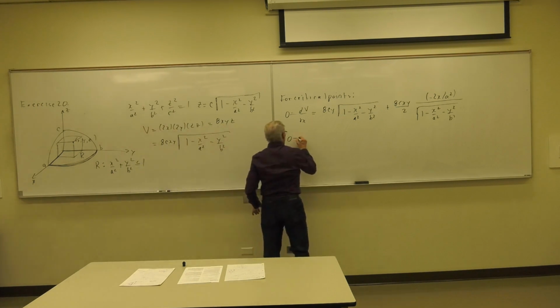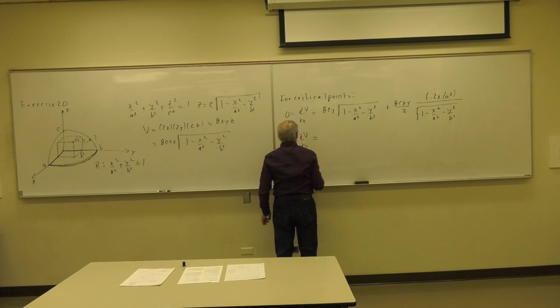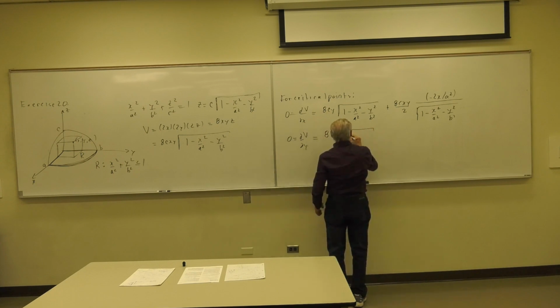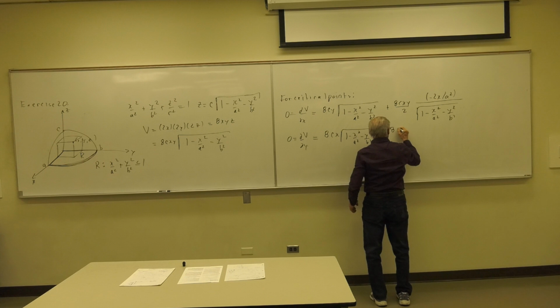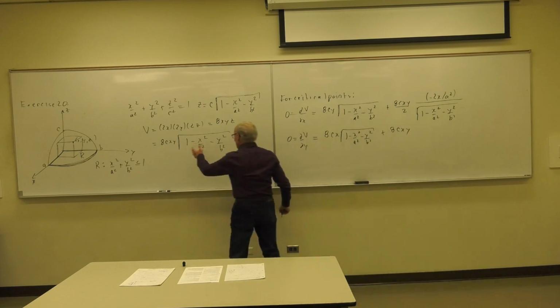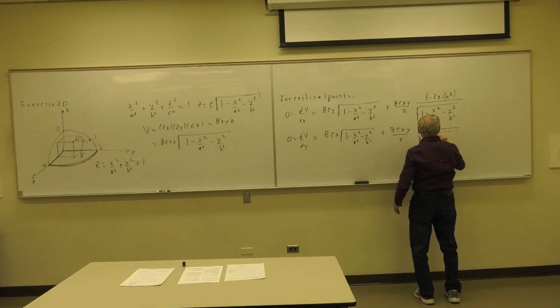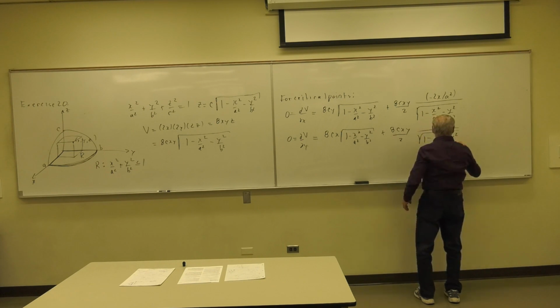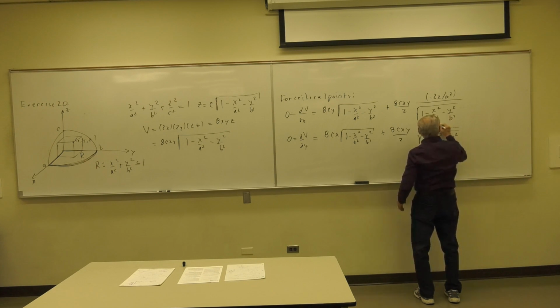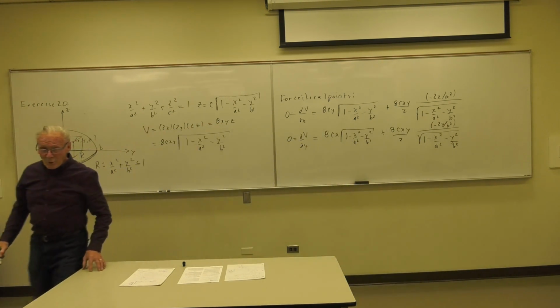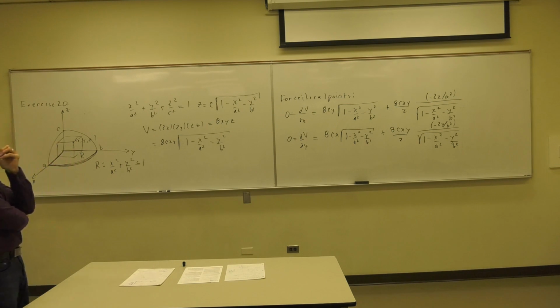And a similar one for y, differentiating with respect to y. Product rule again: 8cx times the square root, plus 8cxy, and now differentiating the square root with respect to y. Bring down the power. Lower the power by 1. Go inside, minus 2y over b squared. So these are the equations that we're going to have to solve for critical points. Ugly.